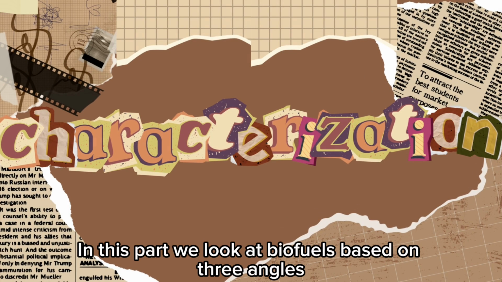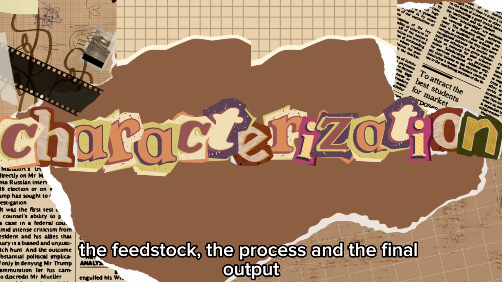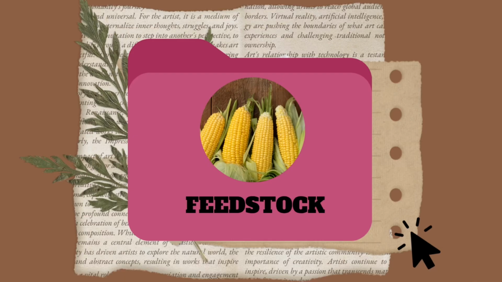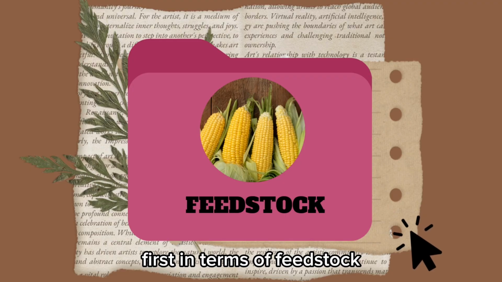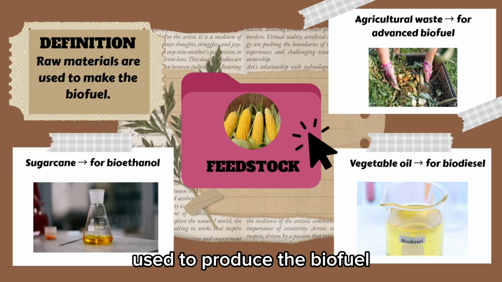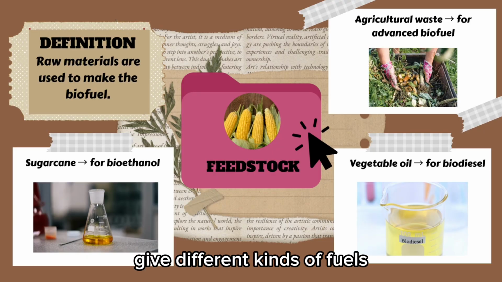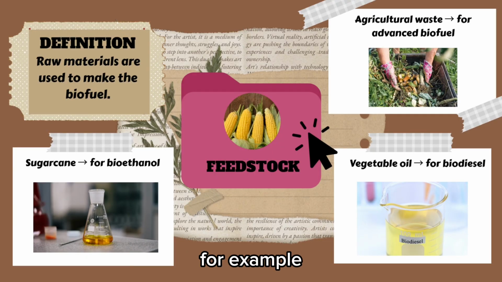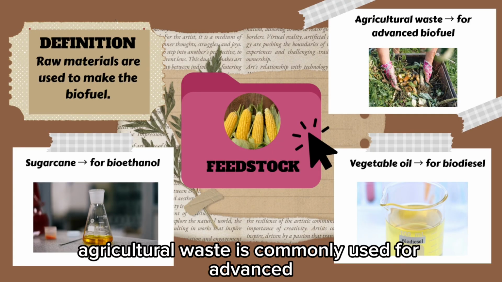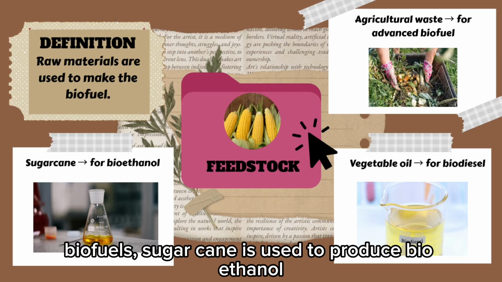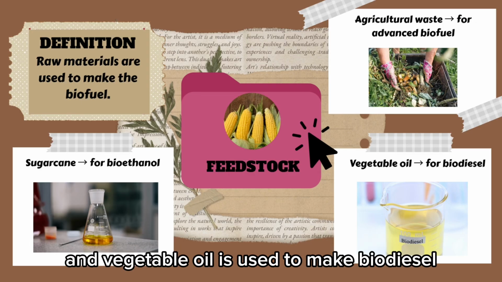In this part, we look at biofuels based on 3 angles: the feedstock, the process, and the final output. First, in terms of feedstock, this refers to the raw materials used to produce the biofuel. Different types of feedstock give different kinds of fuels. For example, agricultural waste is commonly used for advanced biofuels. Sugarcane is used to produce bioethanol, and vegetable oil is used to make biodiesel.